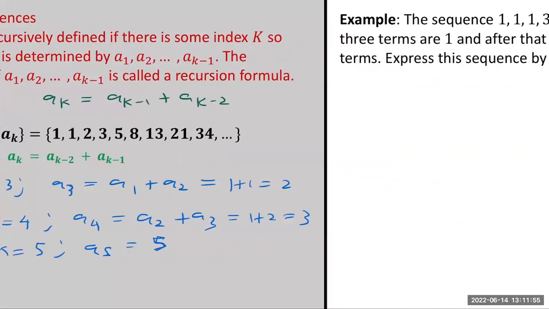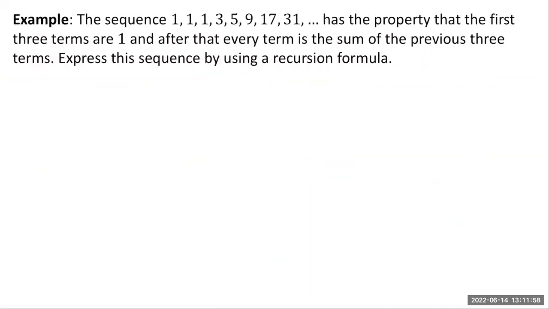All right, that's about the recursive formula. And actually, I want to go over one more example about recursive formulas. Here is the example. The sequence 1, 1, 1, 3, 5, 9, 17, 31, and so on has the property that the first 3 terms are 1. After that, every term is the sum of the previous 3 terms. Here is the question. Express this sequence by using a recursion formula.